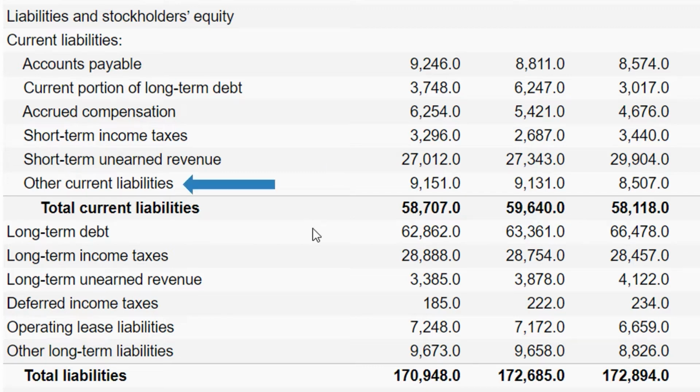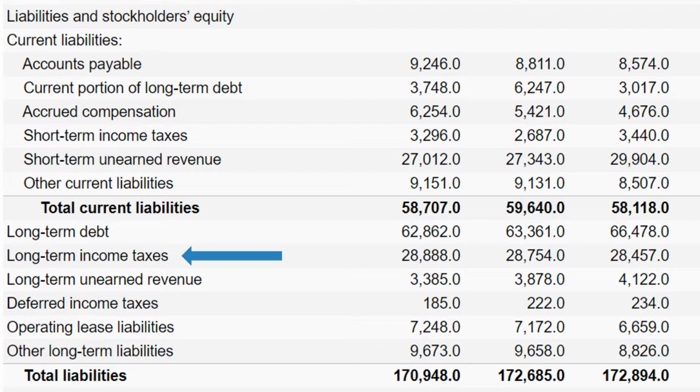Next, you have other current liabilities. Those could be really anything, any money that's owed to anybody that's due within 1 year. So you can total up all current liabilities and you have $58.707 billion. Next, you have what's considered longer term liabilities. So long-term debt, that is debt that the company keeps on its balance sheet, and that is debt that is not due within 1 year.